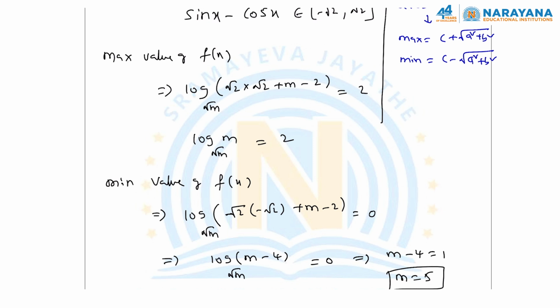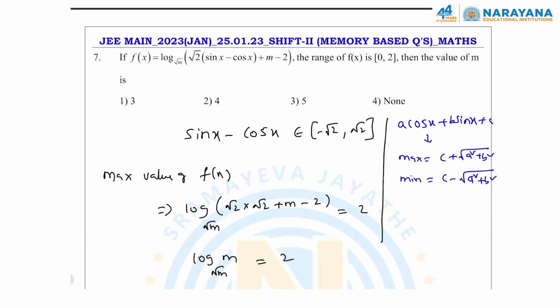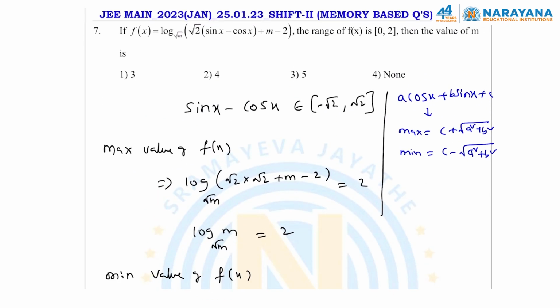Here we actually do not need to use the maximum of f of x, because anyway this will be 2 irrespective of m, but to match the minimum value, m must be equal to 5. So the answer will be option 3.